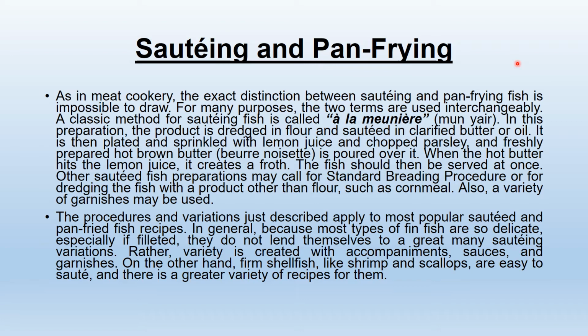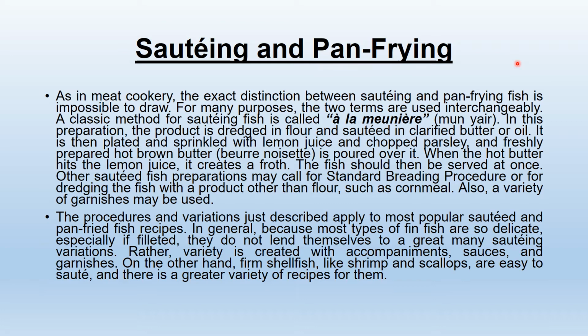The procedure and variation just described apply to most popular saute and pan-fried fish recipes. In general, because most types of fin fish are delicate, especially if filleted, they do not lend themselves to a great many saute variations. Rather, variety is created with accompaniments, sauces, and garnishes. On the other hand, firm shellfish like shrimp and scallops are easy to saute, and there is a great variety of recipes for them.